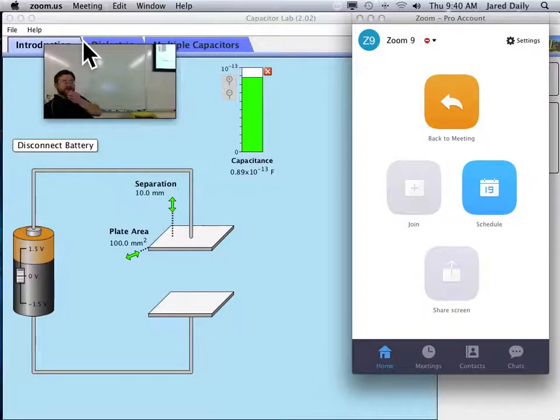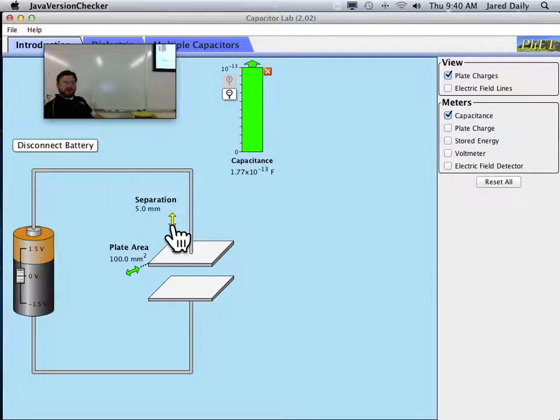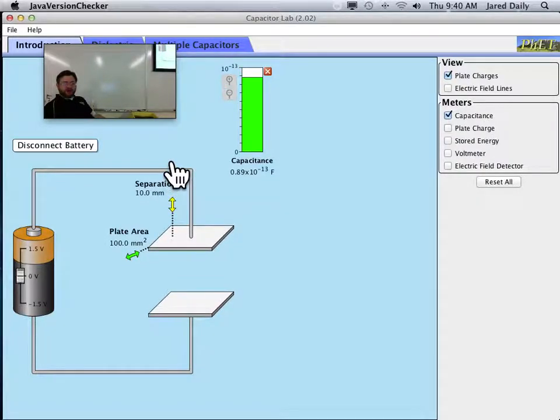Okay. So anyway, if we change our separation here, which we should be able to do, here we go. Get them closer, the capacitance goes up. Get them further apart, capacitance goes down. Right? Make the area of our plates bigger, capacitance goes up or down.